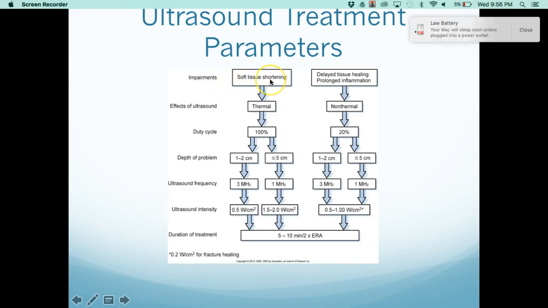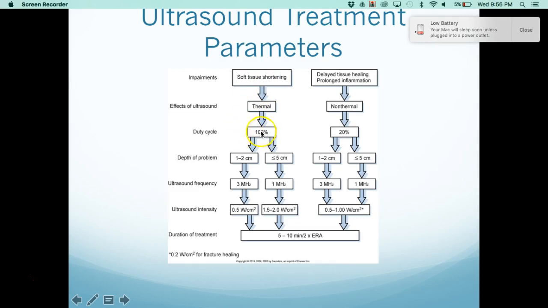So if you have soft tissue shortening, obviously it's going to affect the way you move to get dressed or to walk. So kind of remembering that, or delayed tissue healing, prolonged inflammation, you're going to have that pain, which also is going to impair your function. Okay. So the effects, we have the thermal, you're going to use much more for that soft tissue shortening because we know it increases your soft tissue extensibility.